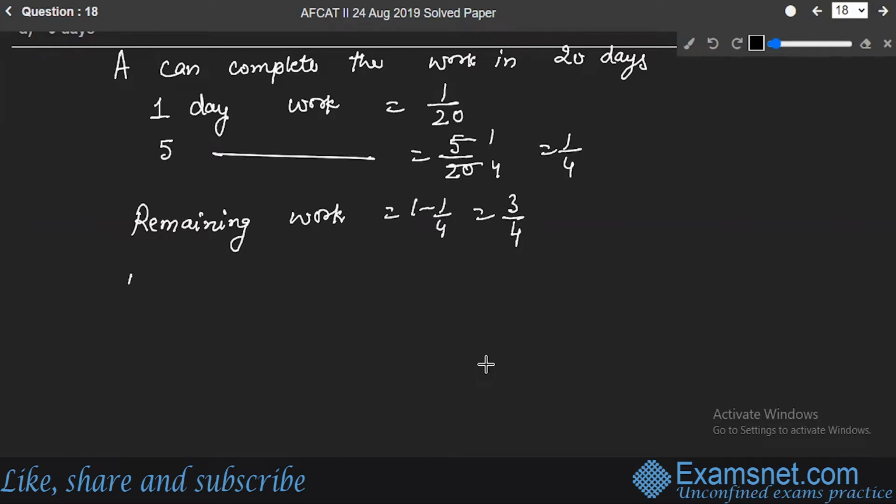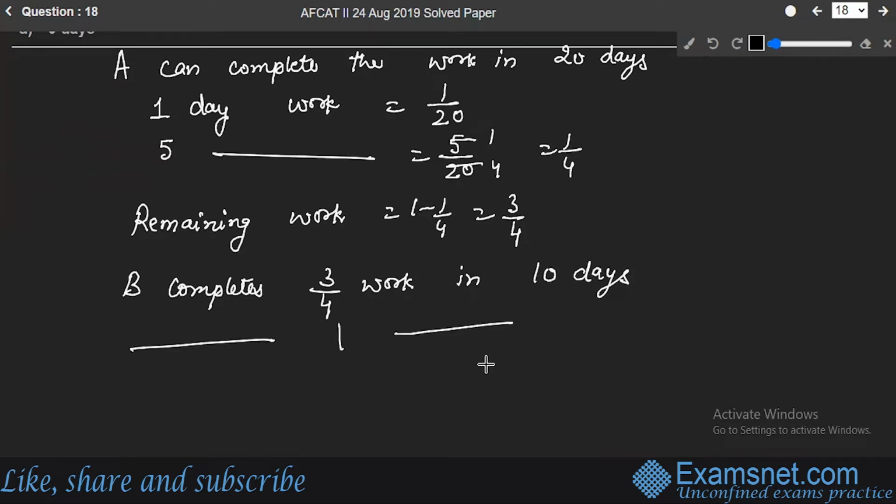Now B completes 3 by 4 work in 10 days. Correct. So one work will be completed by B in 10 divided by 3 by 4. So this will be 40 by 3 days. Correct. Now, the question was, how much time will be required if both A and B work together?